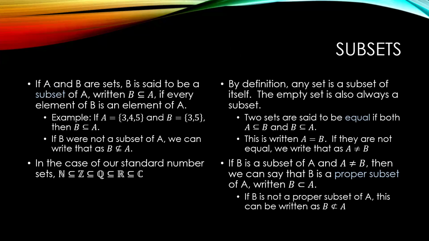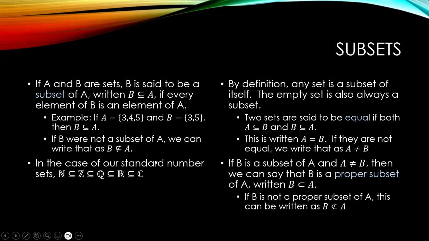Subsets. If A and B are sets, B is said to be a subset of A, written B ⊆ A, or sometimes B is contained within A, if every element of B is an element of A. So it works the way you would hope it would. If A is equal to {3, 4, 5} and B is {3, 5}, then B is contained within A. B is a subset of A.